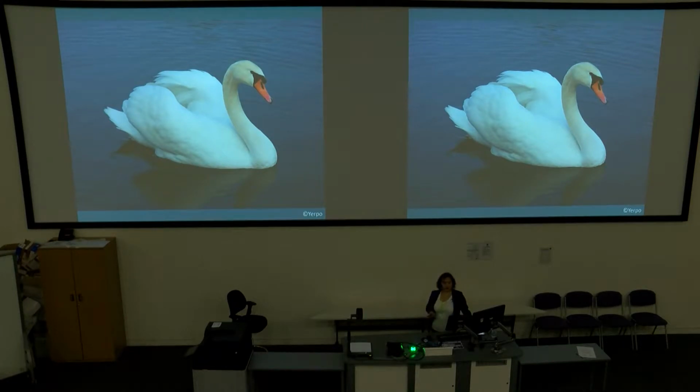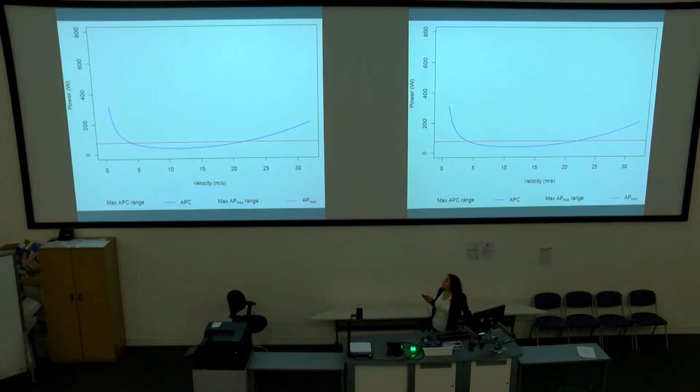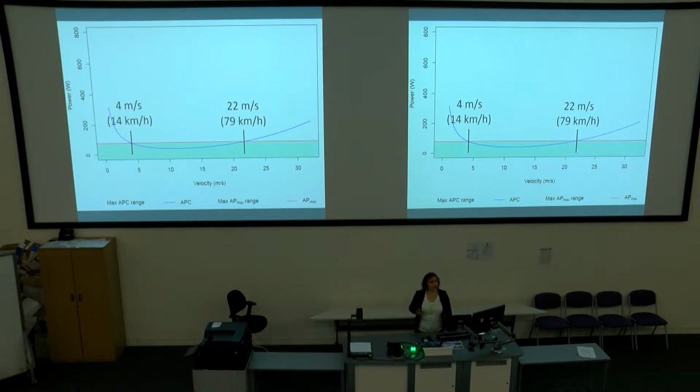Everyone is familiar with swans. Very pretty birds, occasionally try to steal your sandwich, those ones. This is the APC that I created earlier for a particular specimen of a mute swan. As I said before, the bird can produce enough power to fly at speeds anywhere below this maximum producible power line, so in this area here. And that means that it can fly at speeds anywhere between 14 kilometers per hour all the way up to 79 kilometers per hour.